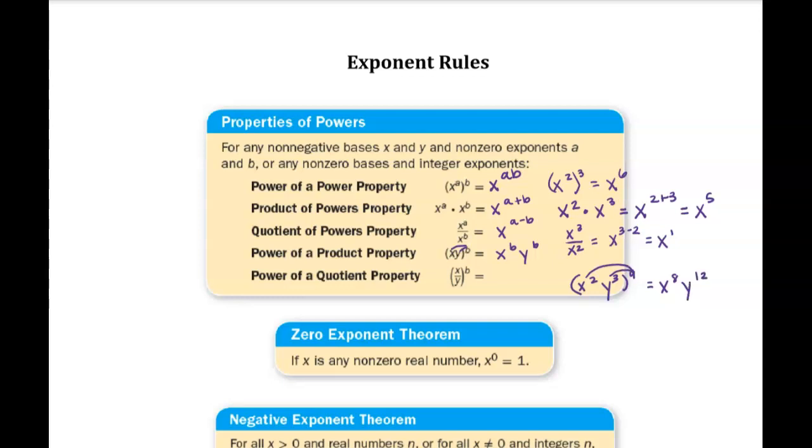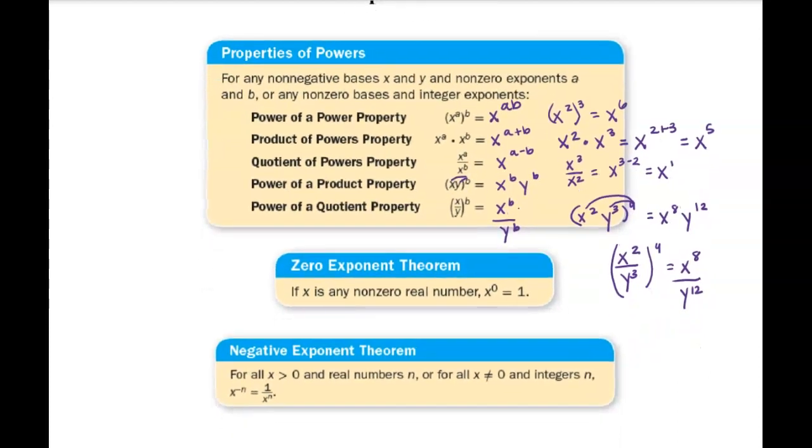And it works similarly for quotients. This would be x^b over y^b. So if I had (x^2 over y^3) to the power of 4, I would distribute, and I'd have x to the 2 times 4, or x to the 8th, y to the 3 times 4, y to the 12th.